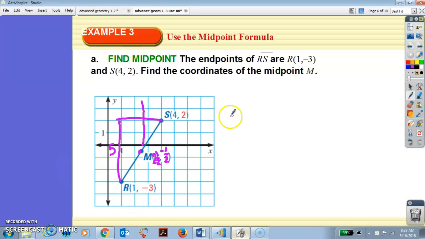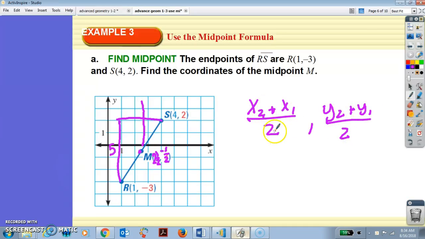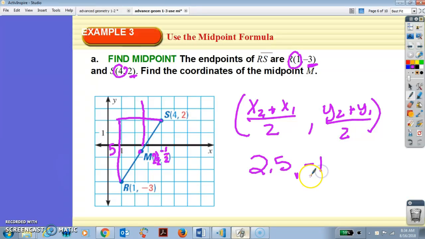Another way you could do this is just using the midpoint formula. The midpoint formula is x2 plus x1 divided by 2, y2 plus y1 divided by 2. Or you could put 1, 2, 1, 2. It doesn't really matter. Add your x's divided by 2, add your y's divided by 2. So 1 plus 4 is 5. 5 divided by 2 is 2.5. Negative 3 plus 2 is negative 1. Divided by 2 is negative 1/2. And you get the same answer doing that. Okay? Midpoint formula. Add your x's divided by 2, add your y's divided by 2.